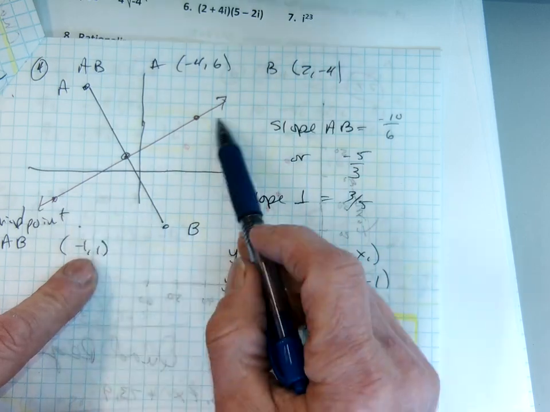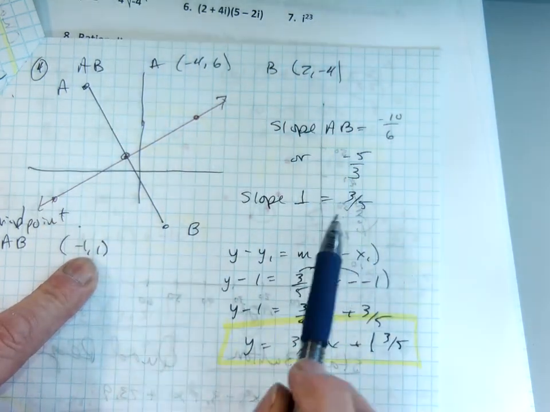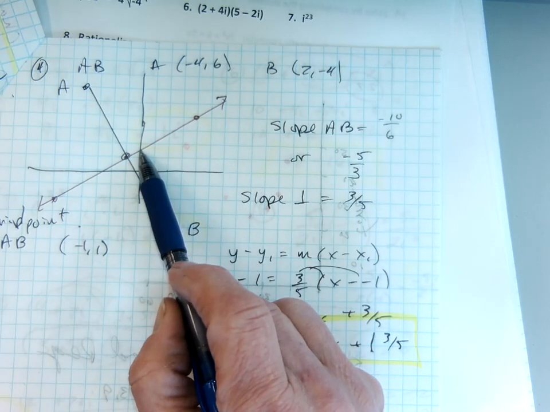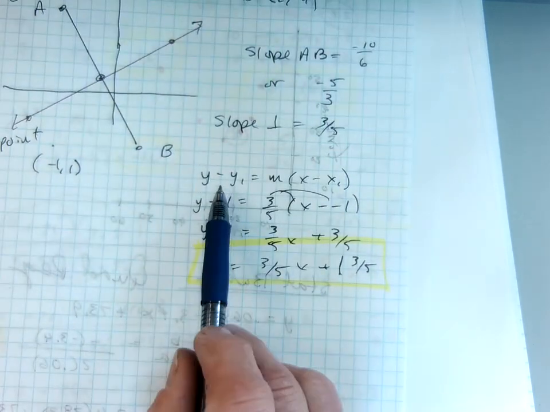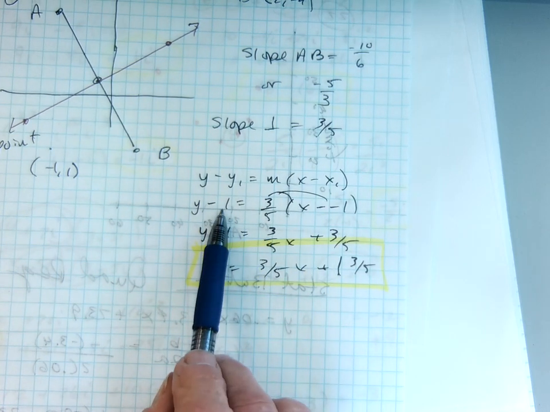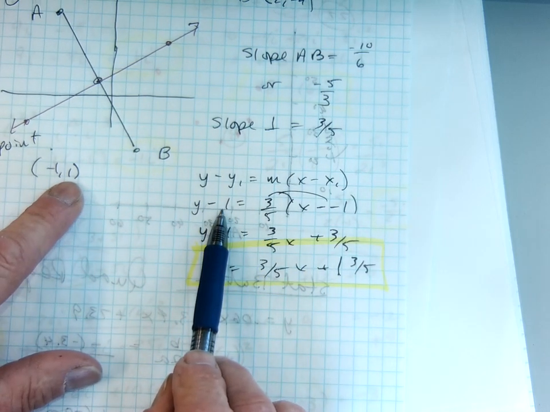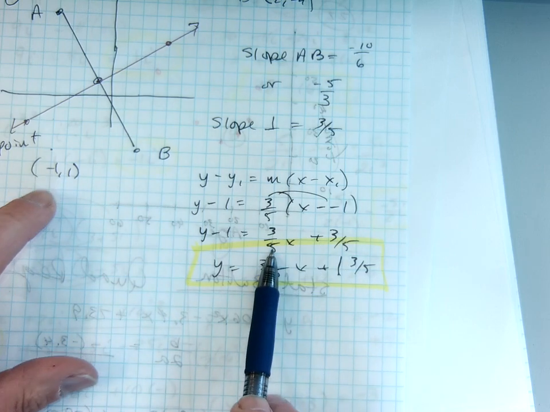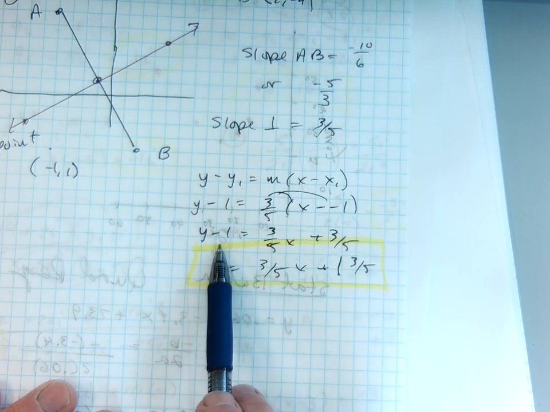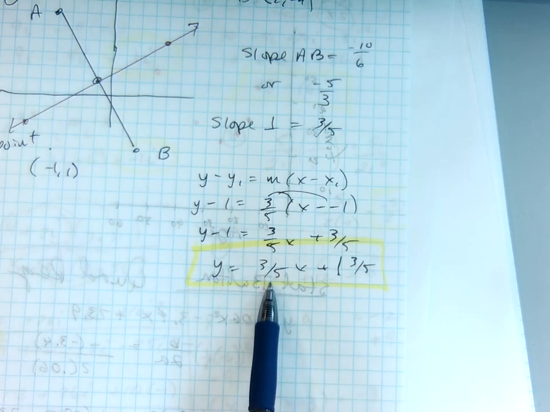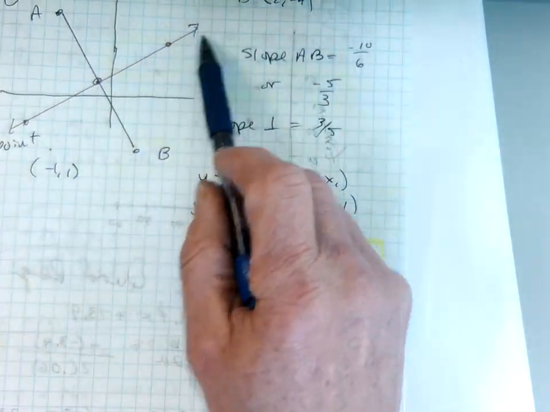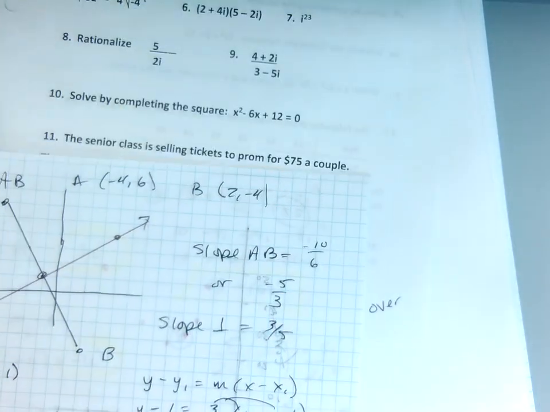And then, because it's got to go through this, I was able to draw it. I know my slope is up 3 over 5. The thing I don't know is what the y-intercept is. So I used my equation, y minus y1 equals m times x minus x1, plugged in my midpoint, negative 1, 1, and I distributed, so I got 3/5 x plus 3/5, added 1, and I get y equals 3/5 x plus 1 and 3/5. That's the equation of this line. It's a perpendicular bisector, okay?